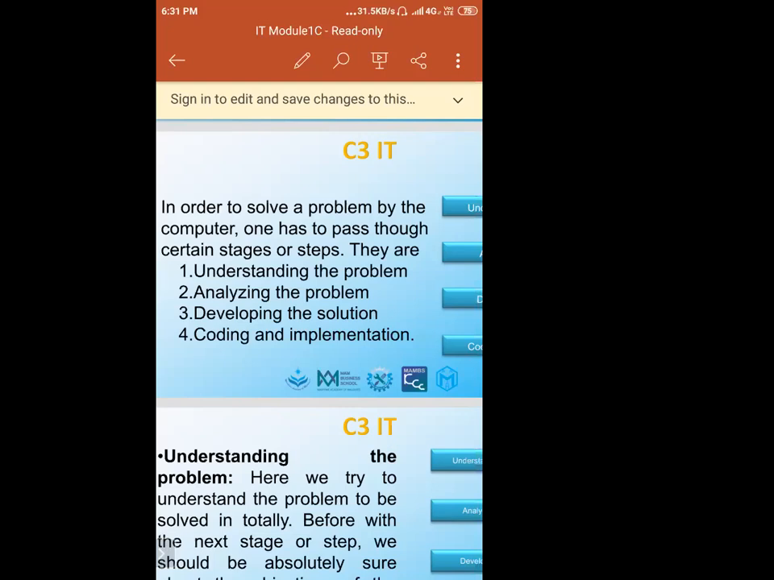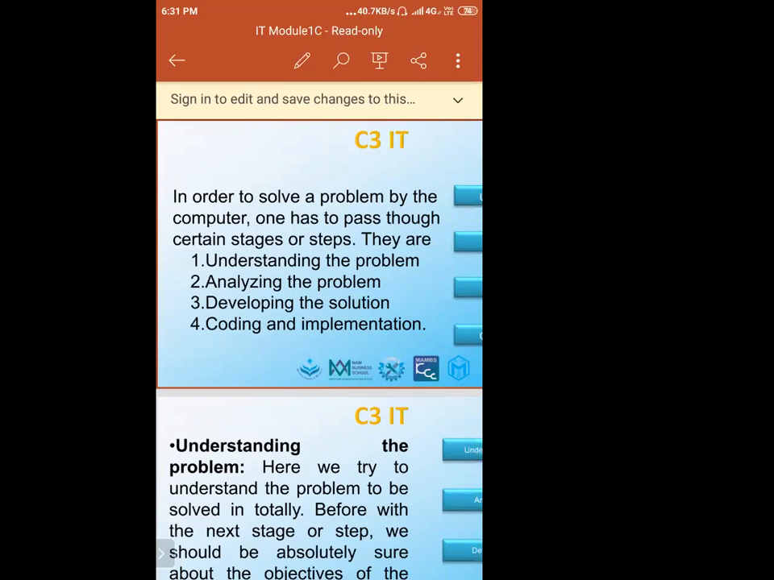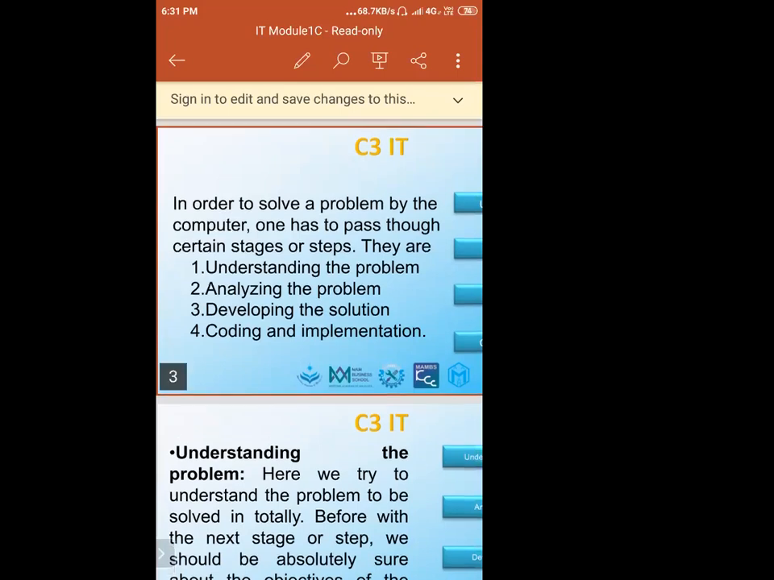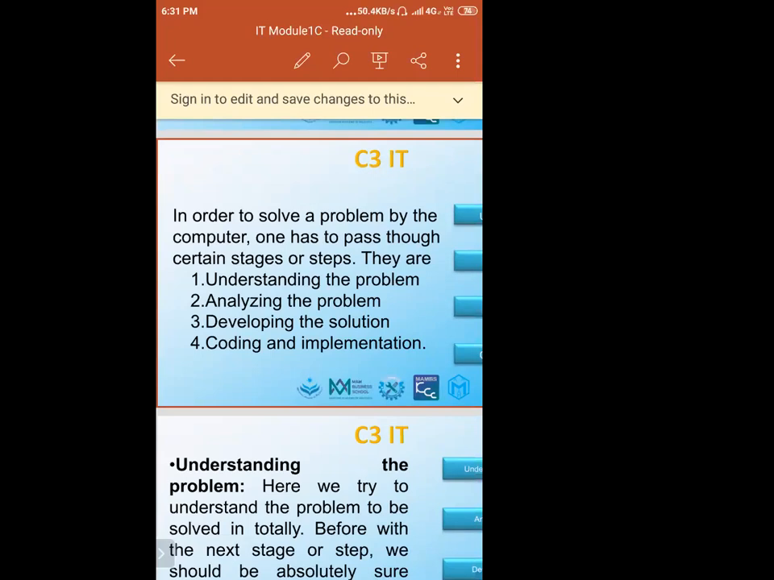So first we have to understand the problem, what is the problem that is going on. Then the second one is analyze the problem: why it is happening, how it is happening, how can we avoid that. Then developing the solution, make a solution for that. Then the last one is coding and implementation. So these are the steps involved in how we solve the problem.